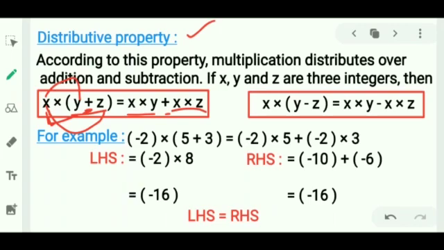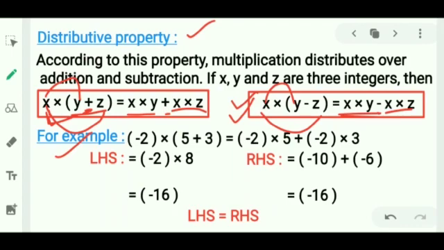And if we look at this formula, we have x multiplied by y minus z. So we have to multiply x by y, then subtraction sign, then x multiplied by z: x multiplied by y minus x multiplied by z. This property is called distributive property of multiplication over subtraction. Let's verify it with an example.